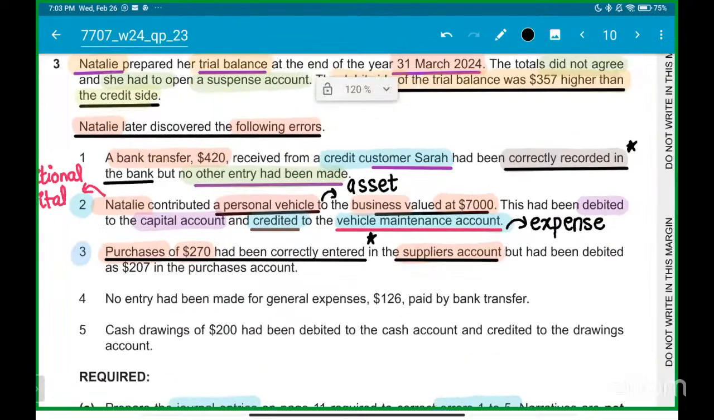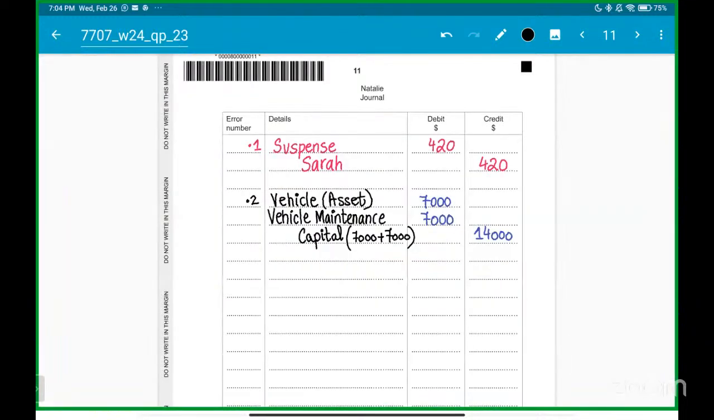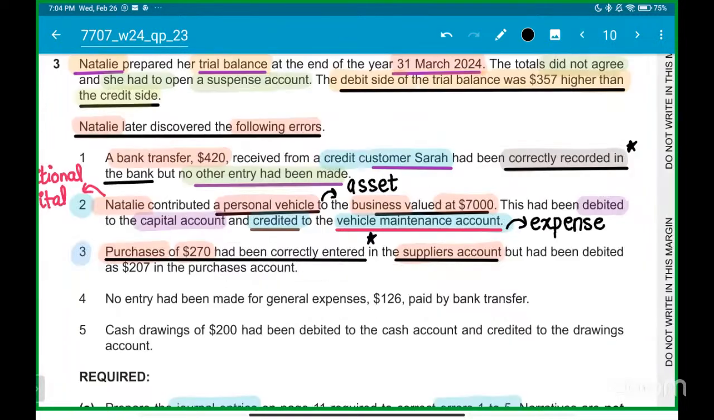Why, sir? Because one thing is debited and the other thing is credited. So it doesn't matter what the debit and credit are, but if the debit side is 7,000 and the credit side is also 7,000, then the trial balance will automatically balance, right? So that's the purpose. We need to understand that error number two does not affect the trial balance, but error number one will affect the trial balance.